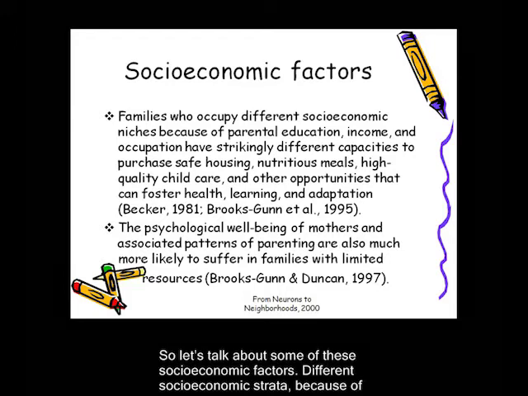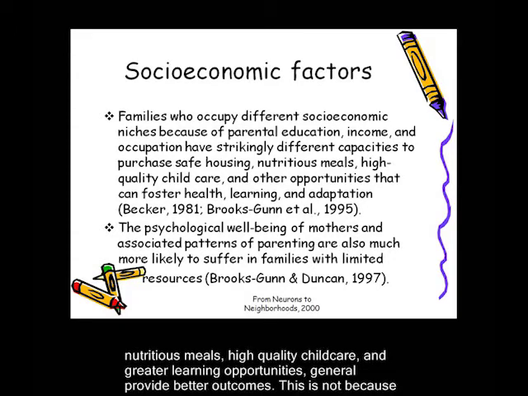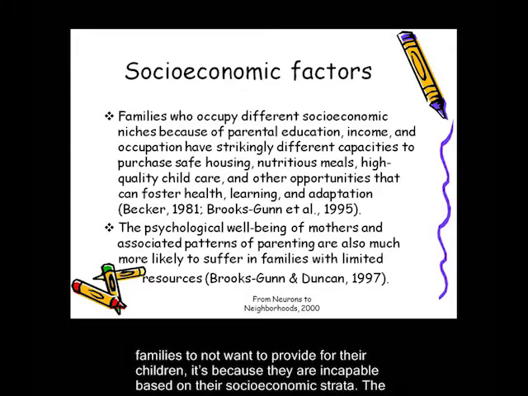Different socioeconomic strata, because of education, income, and occupation, create different opportunities. Families with higher capability to provide safe housing, nutritious meals, higher quality childcare, and learning opportunities generally provide better outcomes. And this is not because families do not want to provide it for their children. It's because they're incapable based on their socioeconomic status.